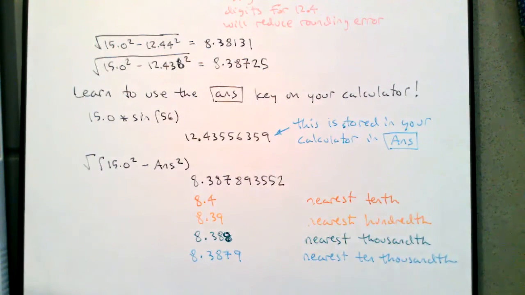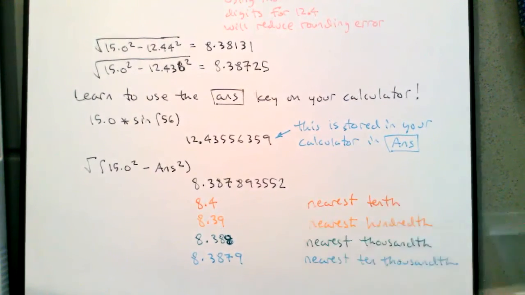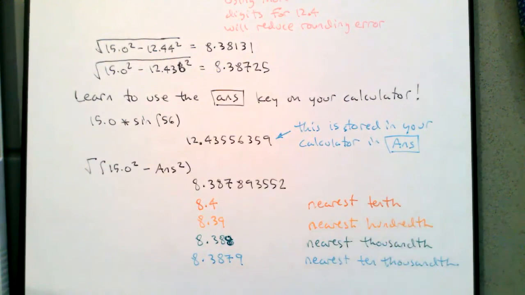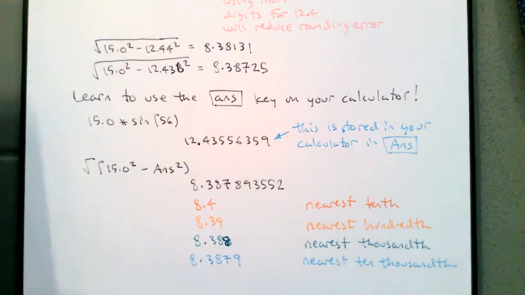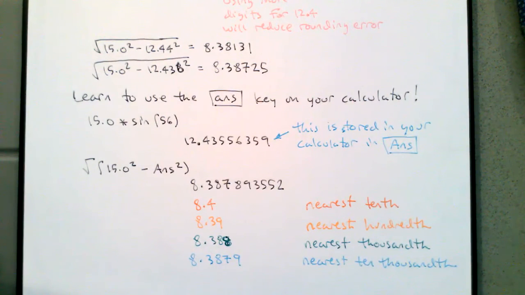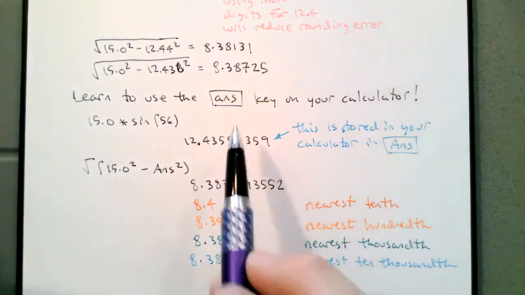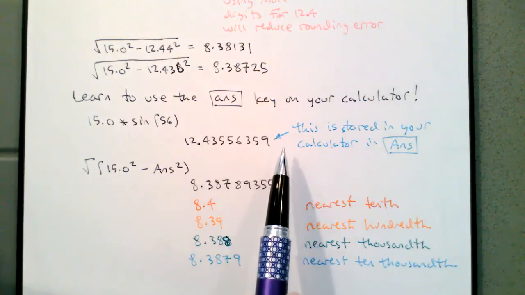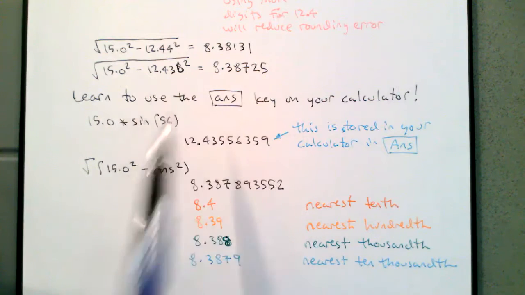Whatever decimal place is called for, that's the last one that you have to write. So to recap, the best practice is to avoid using rounded information. Second best practice is to use the capabilities of your calculator to remember lots of digits, so you don't have to write down or type in lots of digits.